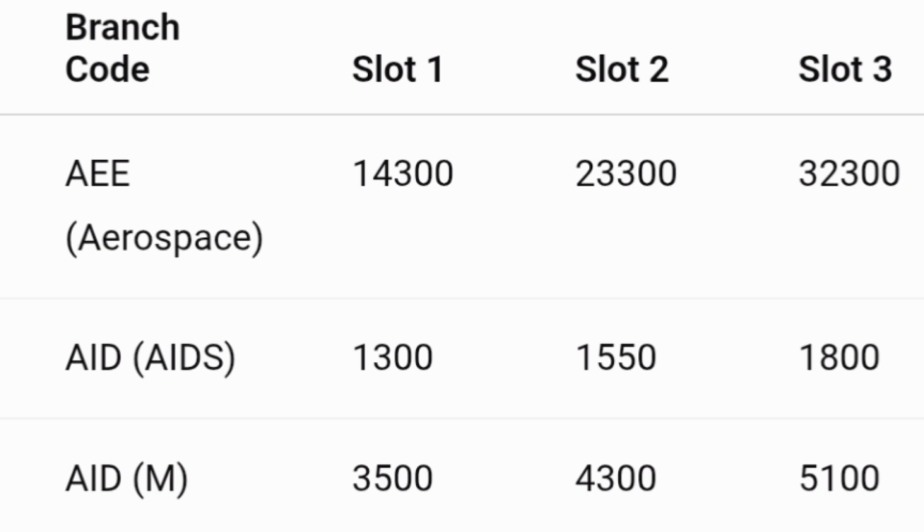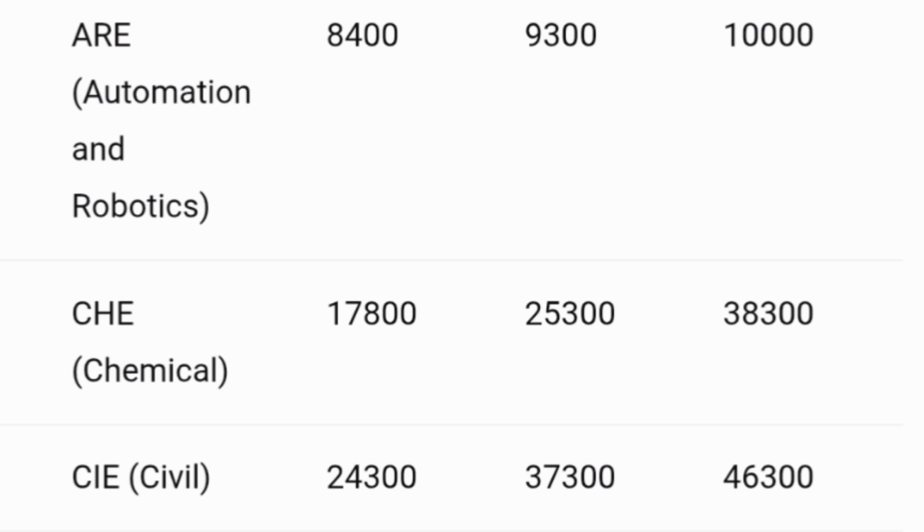Next is the AIDA branch, where slab 1 could be around 3500 ranks, slab 2 can be around 4000 to 4300 ranks, and slab 3 can be around 5100 ranks. So basically close to 5000, you should be getting these computer branches. Now if you go further, automation and robotics, which is a mechanical automation branch: slab 1 8400 ranks, slab 2 9000, slab 3 can be even up to 10000 rank. Under 10000 you should be able to get it.